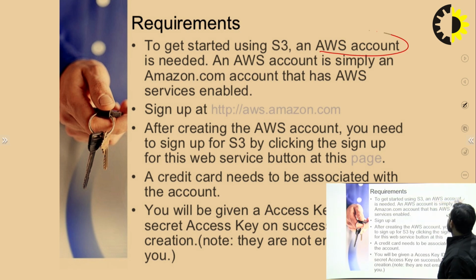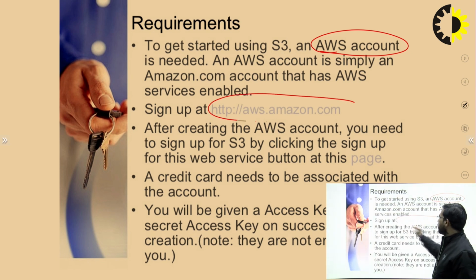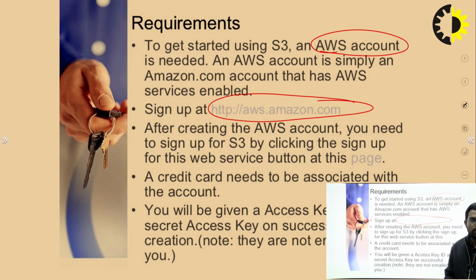So you just have to create your AWS account. It is simply an Amazon.com account that has AWS service enabled. You can go to the site aws.amazon.com. After creating the AWS account, you need to sign up for S3 by clicking the sign up button on this website page.